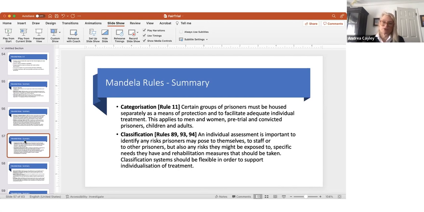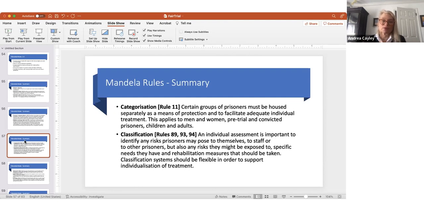Categorization. Certain groups of prisoners must be housed separately as a means of protection and to facilitate adequate individual treatment. This applies to men and women, pretrial and convicted prisoners, children and adults. For example, children should not be housed with adults. Women should be housed separately. For example, if there are issues in the country or in the prison with treatment of LGBTQ prisoners, that's also something that can be considered, putting them in separate facilities so that they're not abused. In terms of political positions, I have not read anything about housing people with political views separately in terms of protecting them in prison.